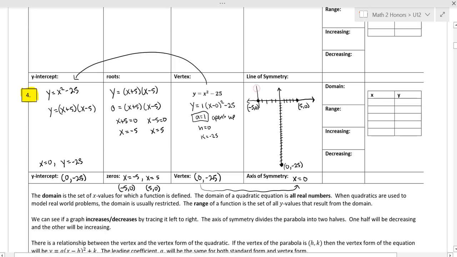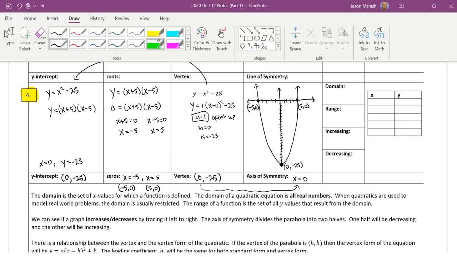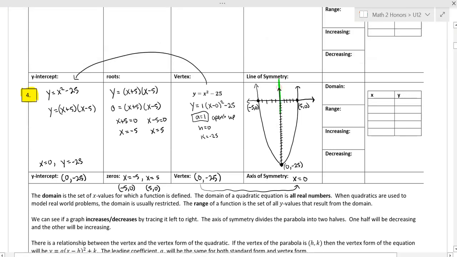So then our graph looks something like this. Careful that it's rounded, not a V shape. Our axis of symmetry is right down the middle here. I'll highlight that again. This cuts right down the middle here. And that's the equation x equals 0.